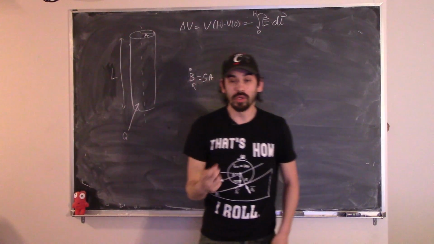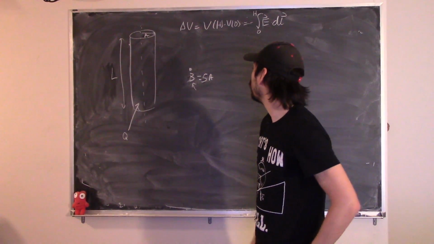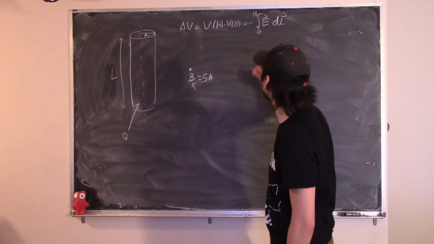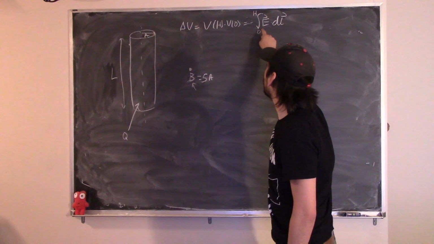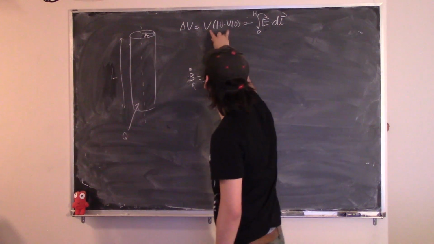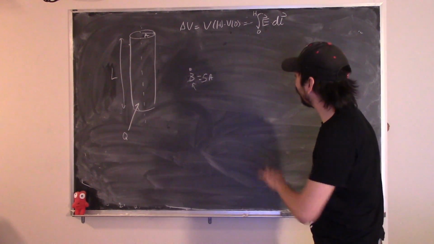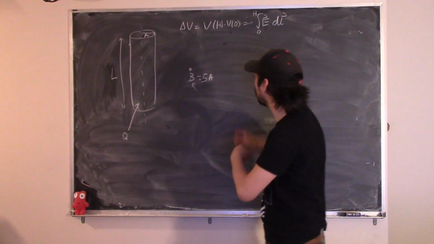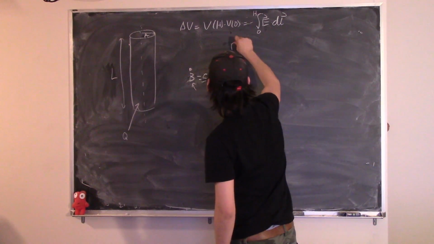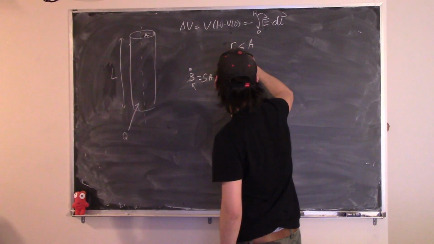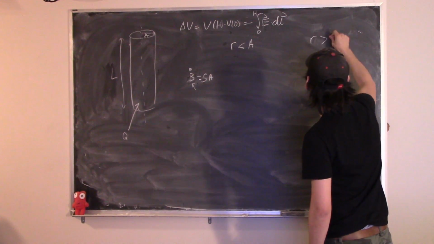So in order to solve this one, the first thing we need to do is find what the electric field is everywhere, because in order to calculate the difference in electric potential, we're going to need to know the electric field. So we can say that there are 2 regions we need to find the electric field for: R is less than A and R is greater than A.